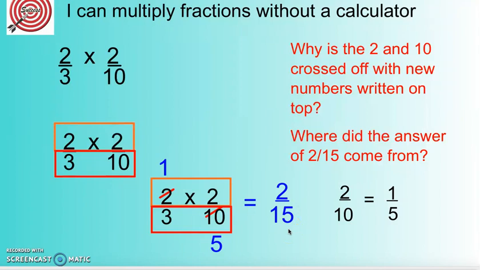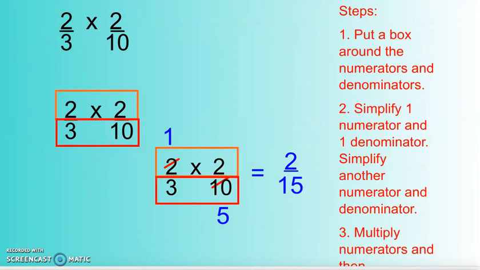You're absolutely right. We're multiplying. We are just multiplying straight across. 1 times 2 is 2. 3 times 5 is 15. Okay, so let's try another problem. But before I do that, let's talk about what are the steps that we did.